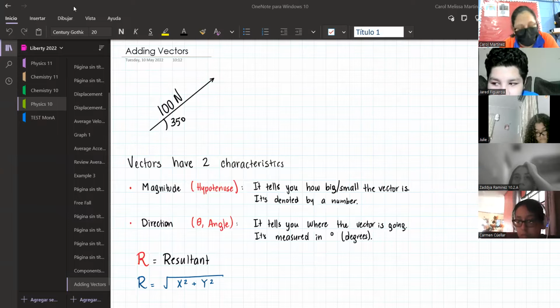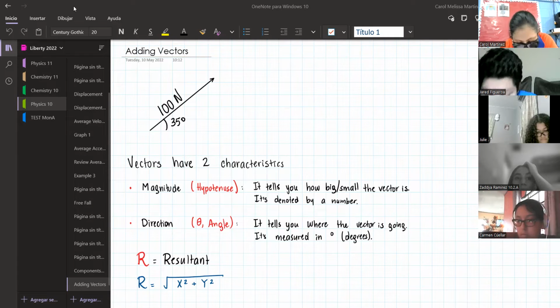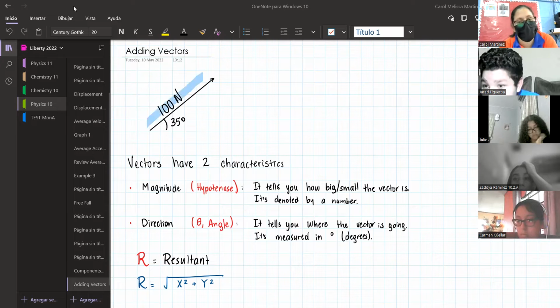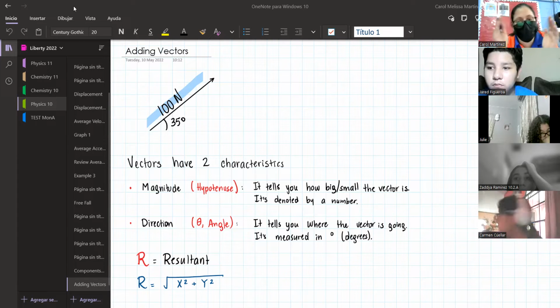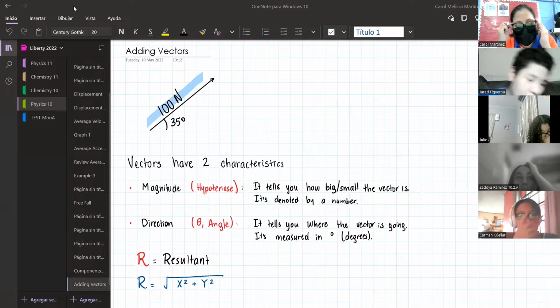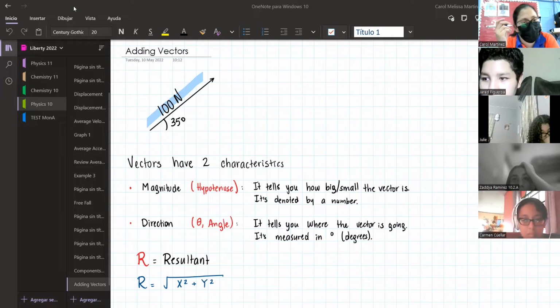Magnitude is the hypotenuse of the vector. In this example that I showed you above, it is 100. The magnitude tells you how big or small the vector is, and it is denoted by a number. So I give you 100 newtons at a 35 degrees angle. 100 newtons is the magnitude of the vector. It tells you how big the vector is. How big is it? 100 newtons.